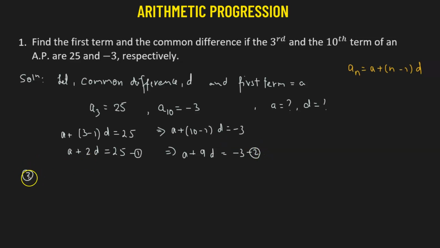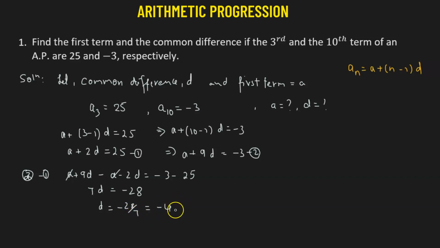So what we'll do, we'll subtract equation 1 from equation number 2, such that we have a plus 9d minus a minus 2d, which will be equal to -3 minus 25. Now the a and a go away, so we have 7d equals -28. d will be equal to -28 over 7. So we have 7 times 4 is 28. So that means we have the common difference with a value of -4.